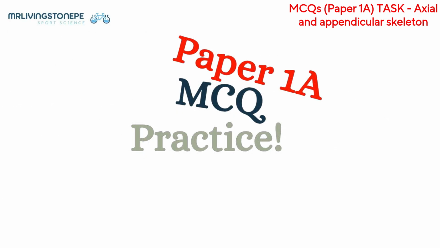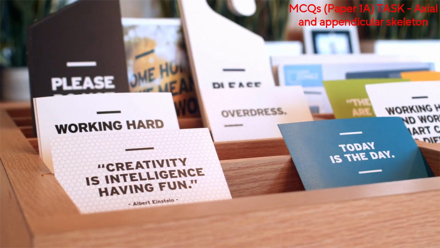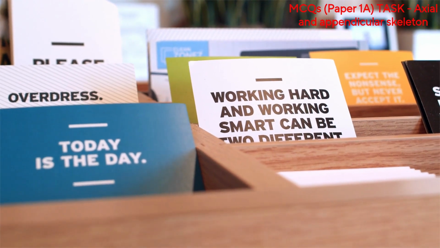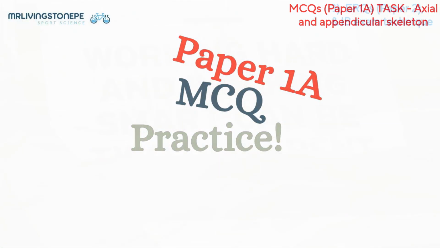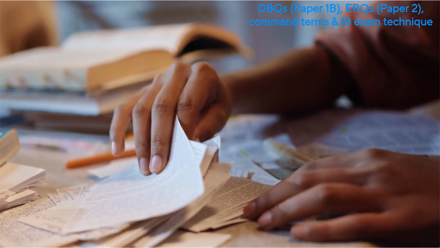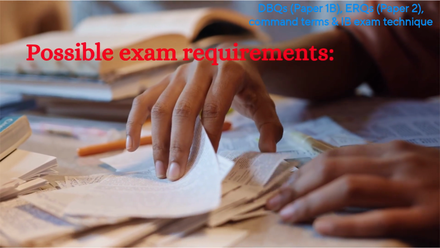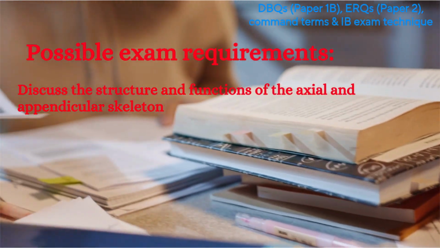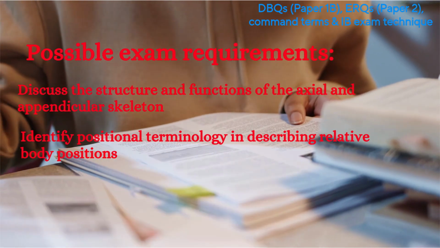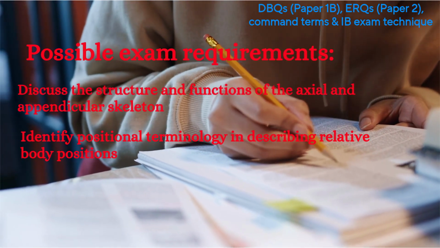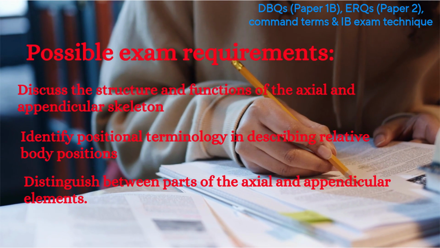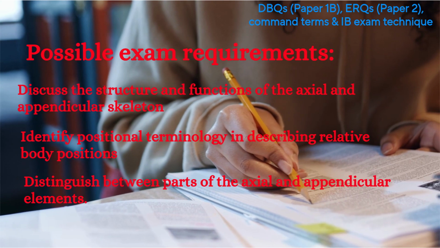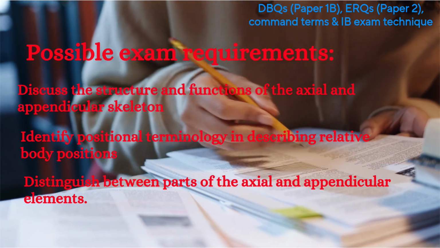Okay, good stuff. Next, let's have a go at some data-based, short answer and extended response questions, which may appear on paper 1B and paper 2. For possible short answer and extended response style IB exam questions, you may be required to discuss the structure and functions of the axial and appendicular skeleton, identify positional terminology in describing relative body positions, or distinguish between parts of the axial and appendicular elements. You may also need to use calculations and equations outlined in the sports science data booklet where necessary.